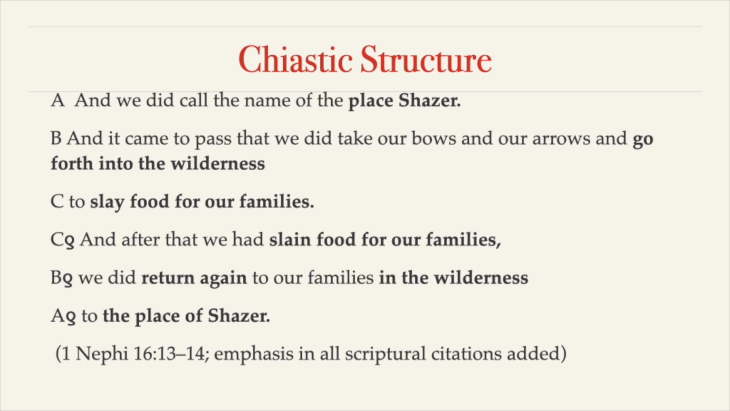Here's a chiasm in the Book of Mormon that has 3 parts: and we did call the name of the place Shazer. Then if you look at the end of the section here, it says to the place of Shazer. And it came to pass we did take our bow and arrows and go forth into the wilderness. And then the match to that would be we did return again to our families in the wilderness. And then the middle portion is to slay food for our families, and after that we had slain food for our families. So we have a perfect chiasm here, and the chiasm is all about finding food, going forth in the wilderness and finding food, about hunting.